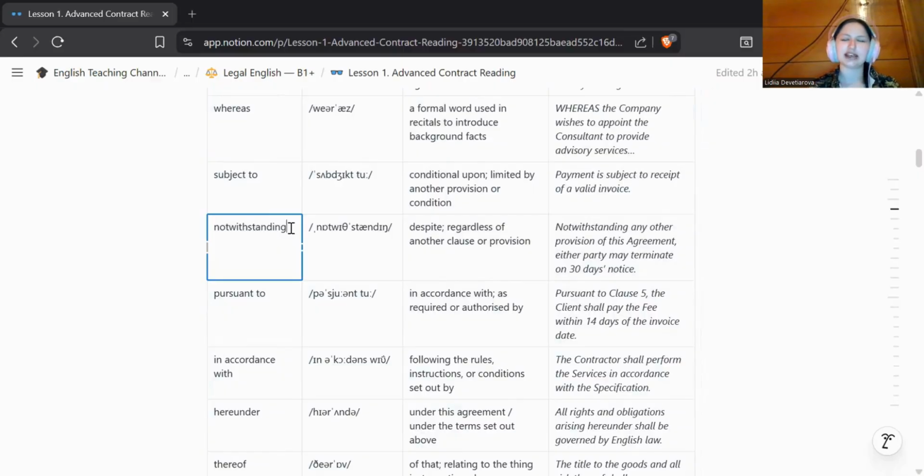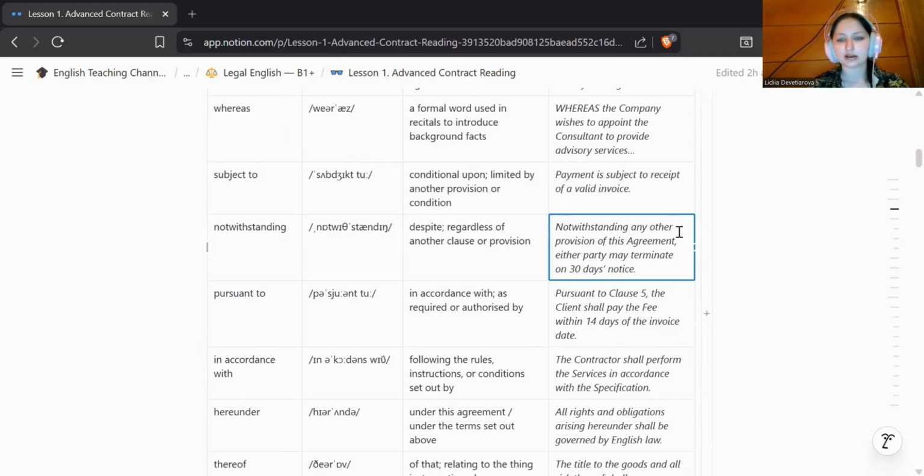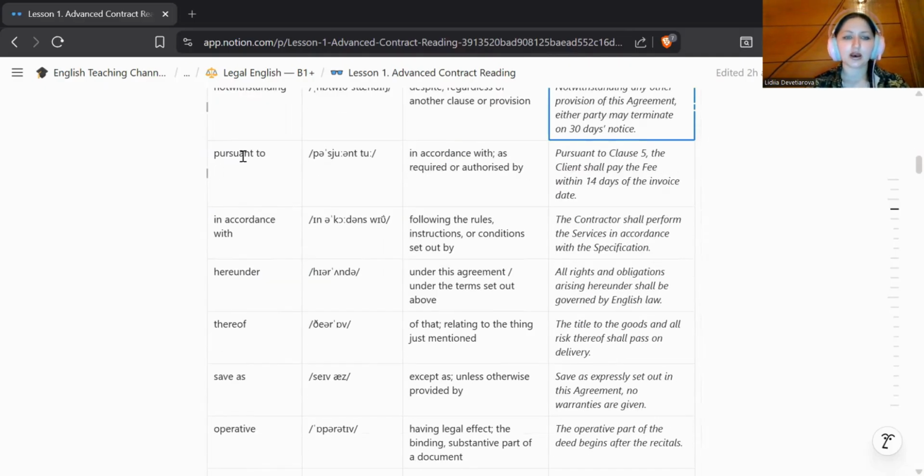Notwithstanding, it is a bit of a mouthful, it is a bit long, but I believe in you guys. Notwithstanding, despite, regardless of another clause or provision. Notwithstanding any other provision of this agreement, either party may terminate on 30 days' notice. Pursuant to, in accordance with, as required or authorized by. Pursuant to clause 5, the client shall pay the fee within 14 days of the invoice date.